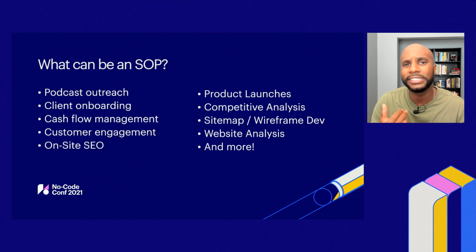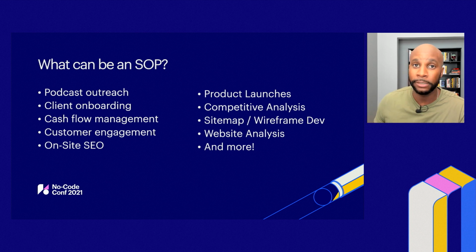So you might be thinking, well, what can I actually make into an SOP? Essentially anything. Podcast outreach, client onboarding, cash flow management, customer engagement, on-site SEO, product launches, competitive analysis. All of these things can be systematized. Now, keep in mind, I'm not saying automated because some of this stuff does need some manual review.